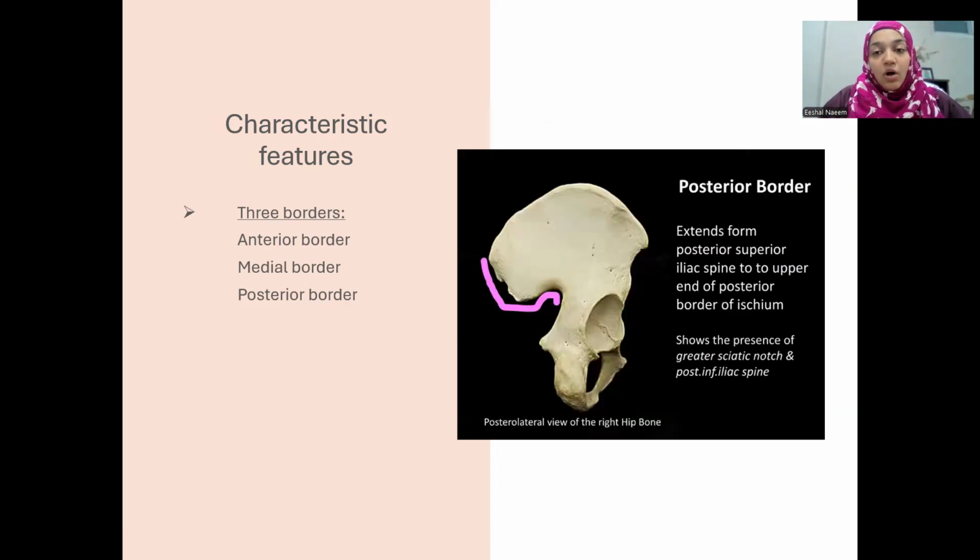Okay. Moving on, the posterior border was extending from the posterior superior iliac spine all the way to the start of the great ischiatic foramen or to the upper end of the posterior border of the ischium. You can say either. Even if you say that it ends at the start of the great ischiatic notch, you won't be wrong because that's exactly where the ischium also starts.